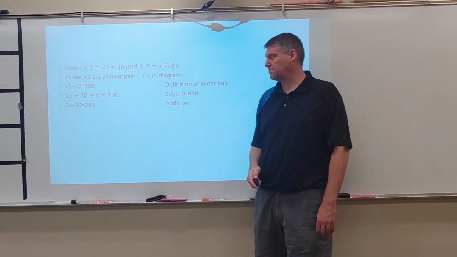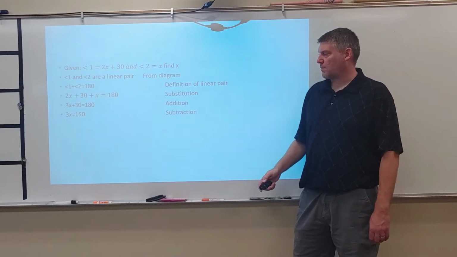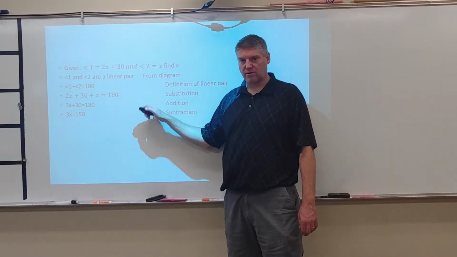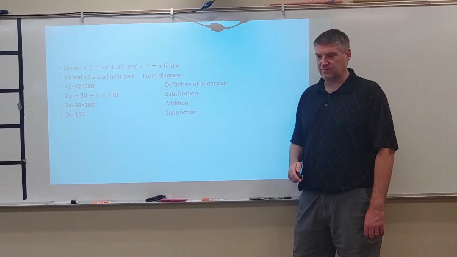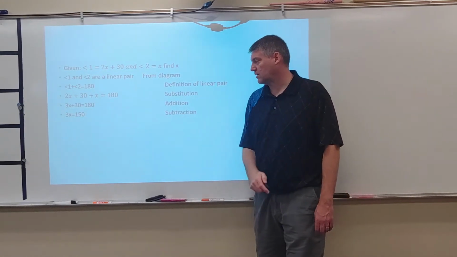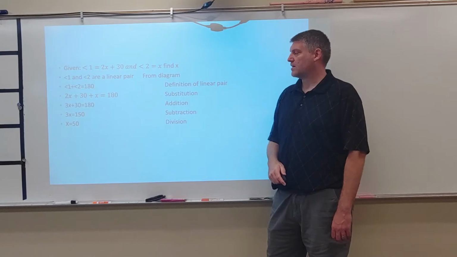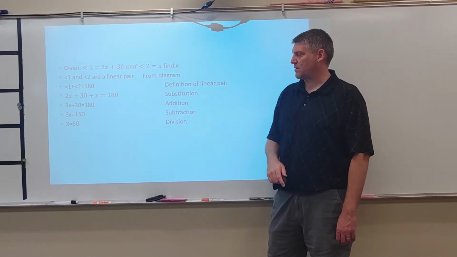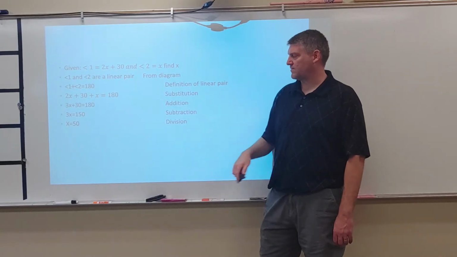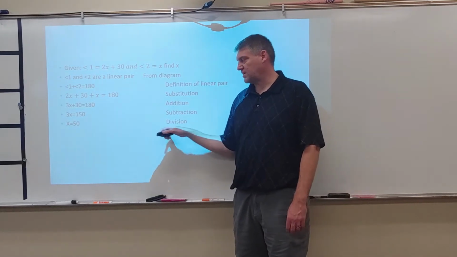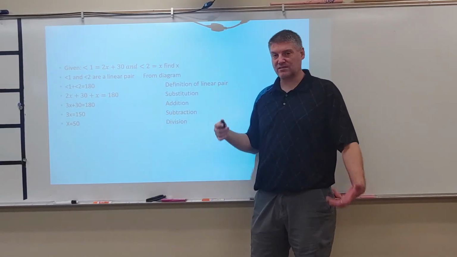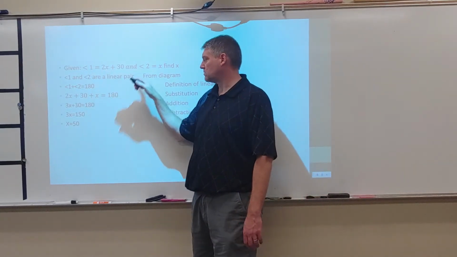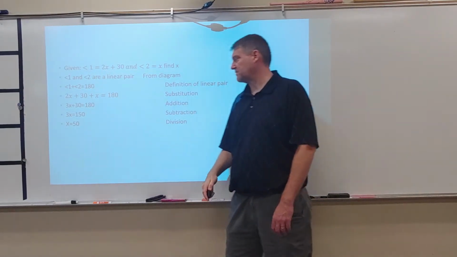That's just addition. I'm going to subtract off my 30 from both sides to get 3x equals 150. And then the reason was subtraction. And then I'm going to divide. So 3x divided by 3 is x. 150 divided by 3 is 50. That's division. I found what I'm looking for, which is x. If I wanted to find these angles, all I would have to do is plug in 50.